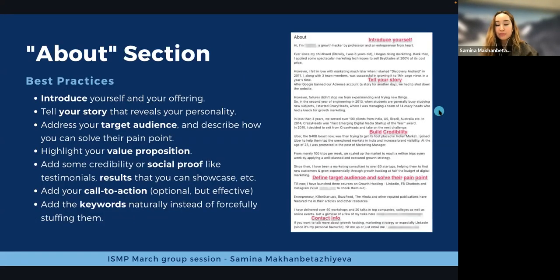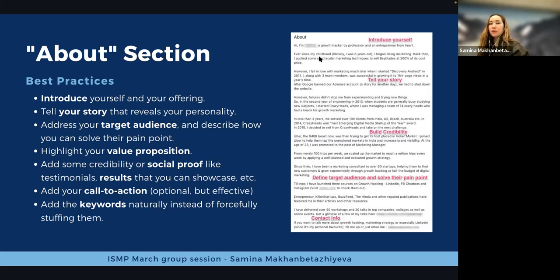So now the about section. In the about section, people go in different ways. You can write paragraphs, you can speak in third person, you can speak in first person, you can just have bullet points. It is completely up to you. But here, I used an example of the about section that I see most often across platforms, and the structure that they're following. Of course, the best practice is to introduce yourself and your offering, to start with that. Then it's really good to tell your story that reveals your personality.